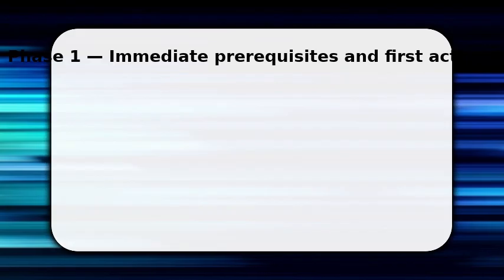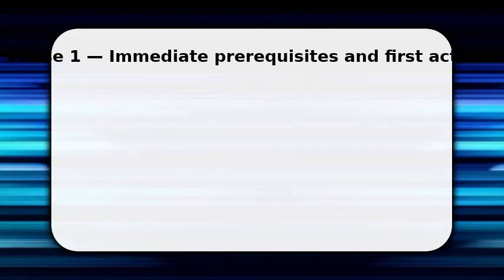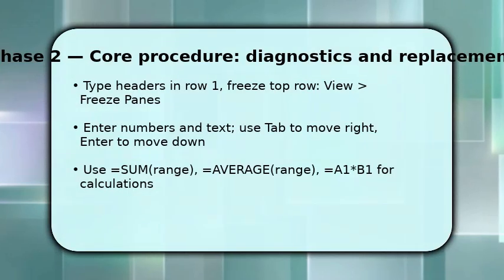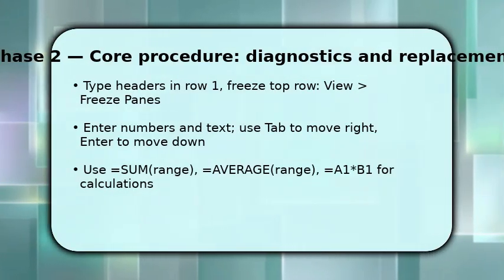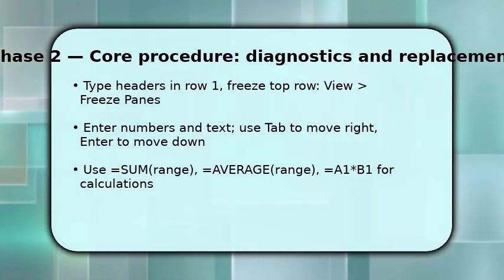Cells are where you type data and formulas. Make sure your keyboard number pad is set, so entering figures is quick and consistent. You'll populate the sheet starting with headers in row 1, then freeze that row so it stays visible while you scroll. After entering rows of data, use keyboard shortcuts. Tab moves right, Enter moves down to speed entry.